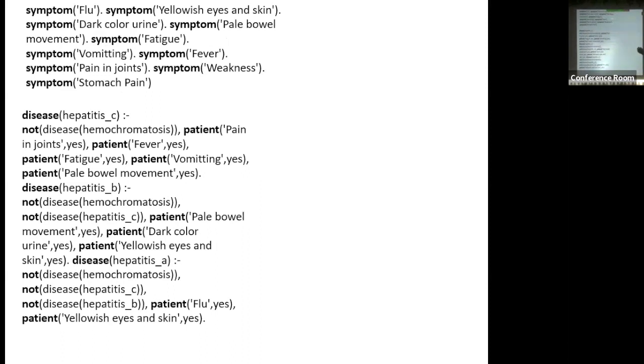Or say if you want to develop software for doctors, you put in some symptoms, say symptom flu, symptom yellowish eye, things like that, and then you put a rule that if the person has these symptoms, then he has hepatitis A or hepatitis B or hepatitis C. So when you get a patient and you ask symptoms and put that as input, it will tell that this patient is suffering from this type of disease. This you can do very easily in Prolog.